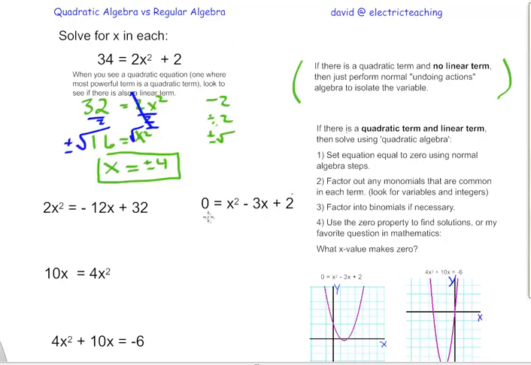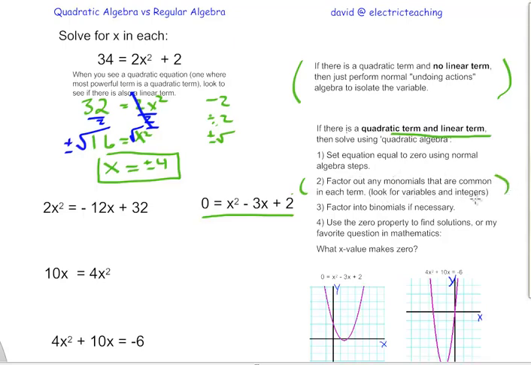If I go on to this next equation, let's go straight to this one right here. That 0 is equal to a quadratic trinomial, x squared minus 3x plus 2. So this is the case where I see a quadratic term and a linear term. And then solving, I'm going to use what I call quadratic algebra. You want to set the equation equal to 0 using normal algebra. It already is. That's great. But you always want to double check for that. I see a linear term, so I'm thinking factoring here. Then the next thing I want to do is my basic factoring of looking for monomials.